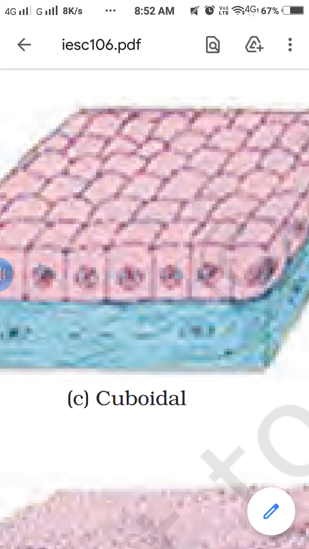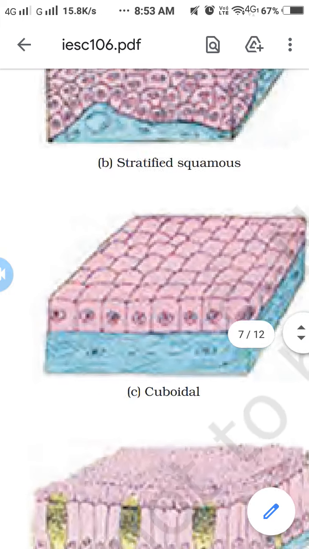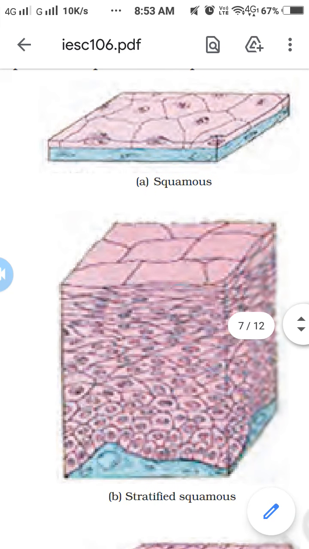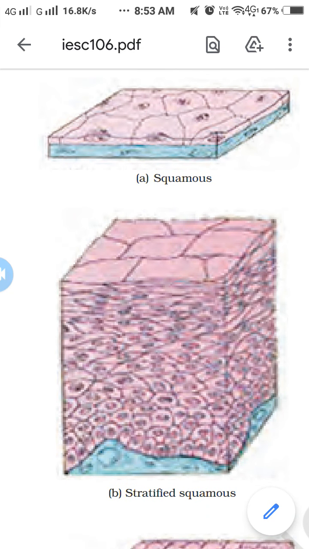Now again I repeat, animal tissues are classified based on their functions. Animal tissues are classified into four types. The first one is epithelial tissue, second is connective tissue, third is muscular tissue, and fourth is nerve tissue.